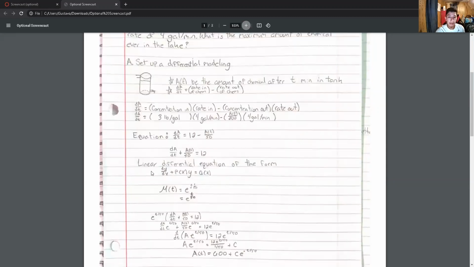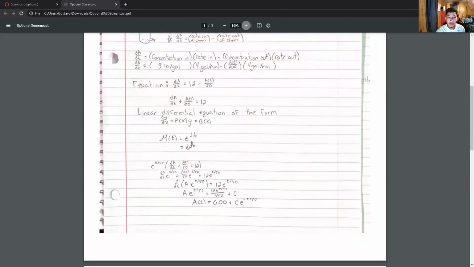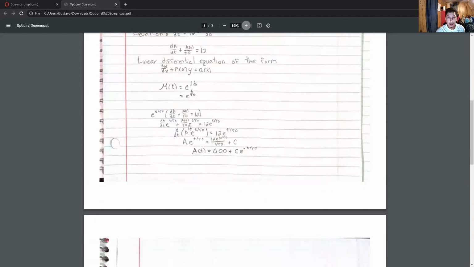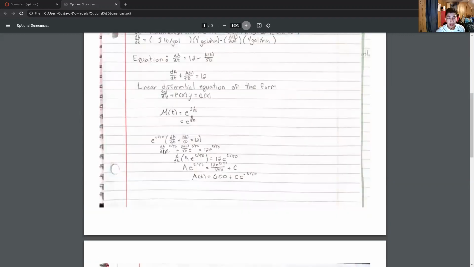Now we're going to use a linear differential equation to solve this. This is our general formula right here: dy over dx plus p of x times y is equal to q of x. So we're going to use the integrating factor method. Our integrating factor is e to the integral of 1 over 50, which is our p of x here, and that gives us e to the t over 50. So we multiply through by e to the t over 50, and that gives us dA over dt times e to the t over 50 plus A of t over 50 times e to the t over 50 is equal to 12 times e to the t over 50.